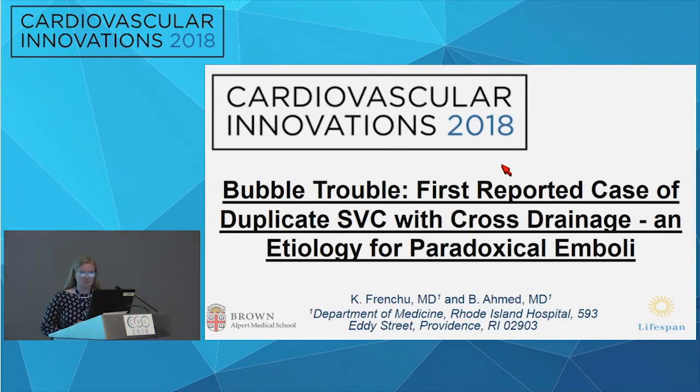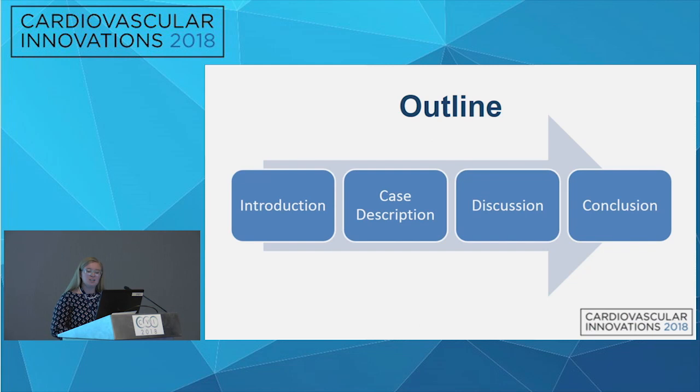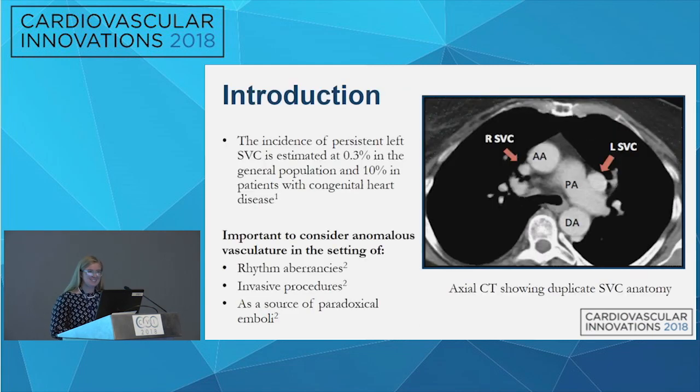My case is a little bit of a different flavor. We're going back to structural anatomy here, and I've entitled it Bubble Trouble. It's the first reported case of duplicate SVC with cross drainage as an etiology for paradoxical emboli. This is a brief outline, same as everybody else's, so we can skip to the introduction.